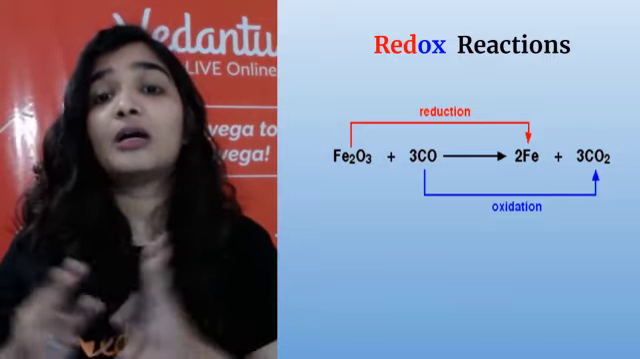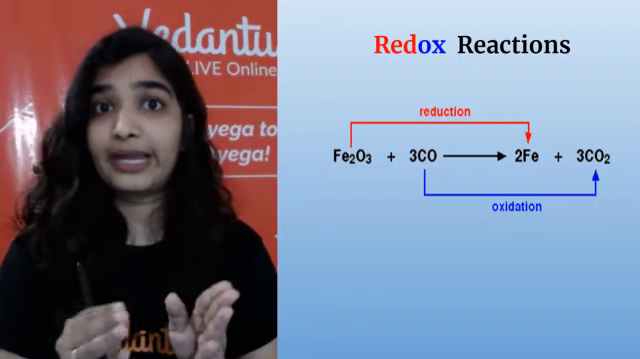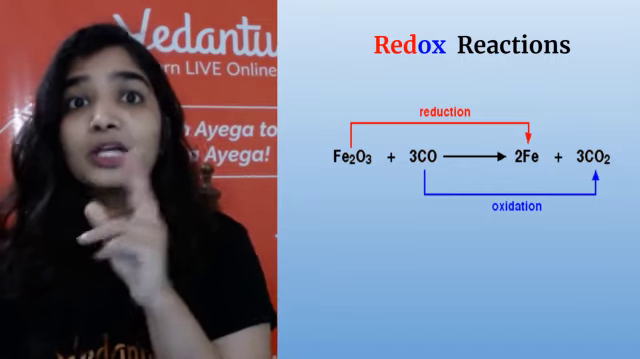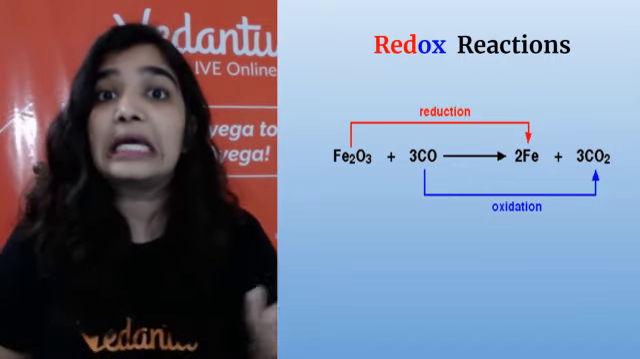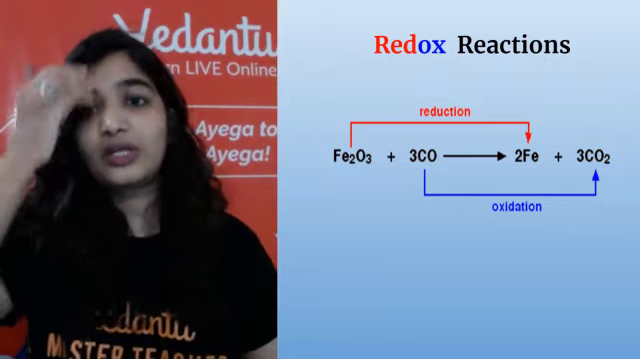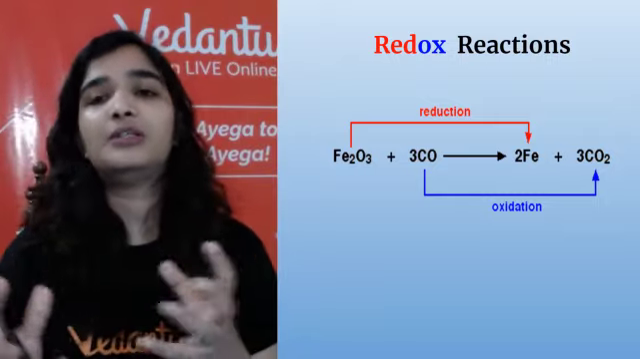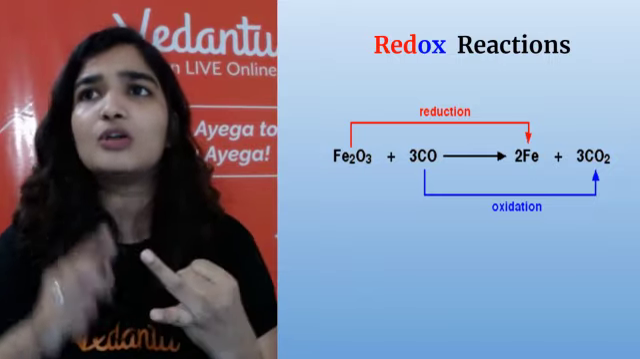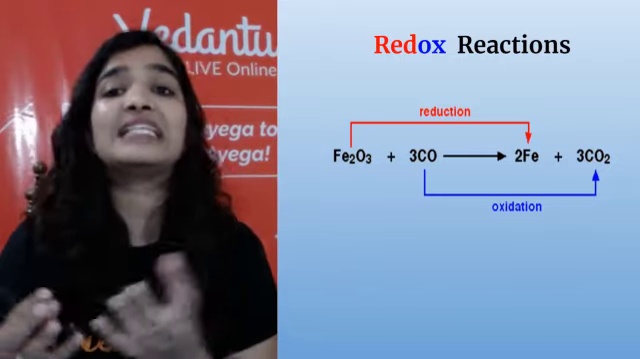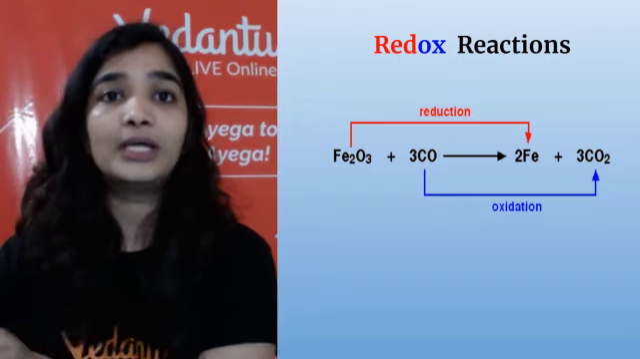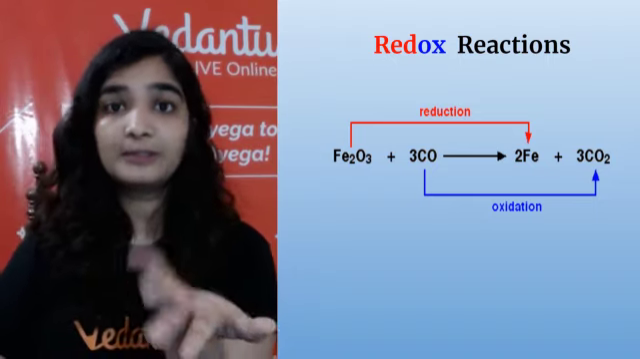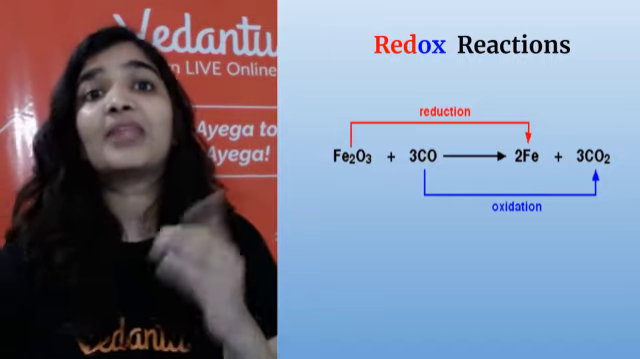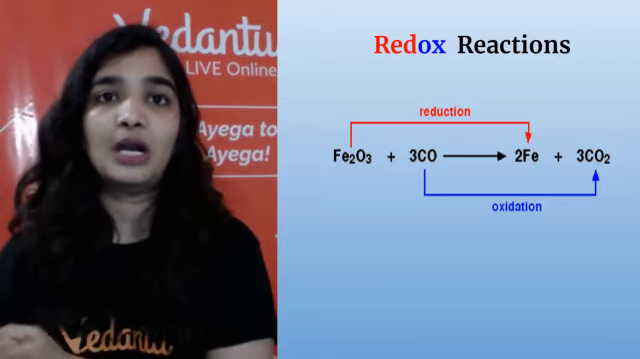Next you have carbon monoxide, where on the reactant side carbon has only one oxygen, but look at the product, it has two oxygens. That means it is gaining oxygen. A reaction in which gain of oxygen, or loss of hydrogen, or loss of electrons takes place is known as oxidation. So carbon monoxide has gained an oxygen atom and has been oxidized into carbon dioxide.